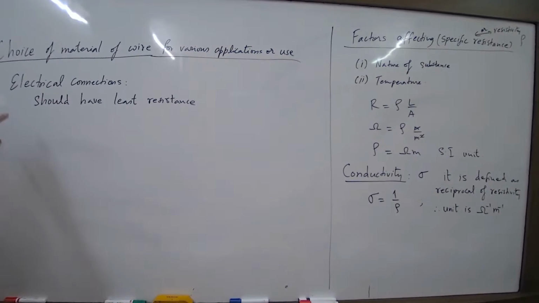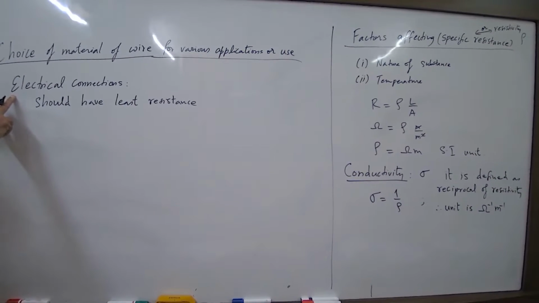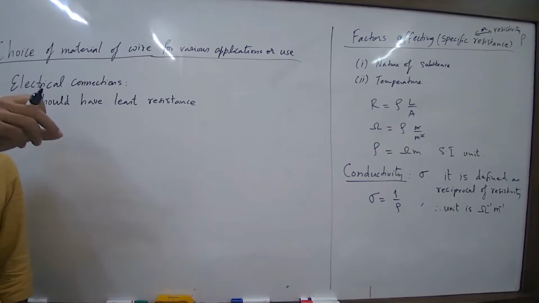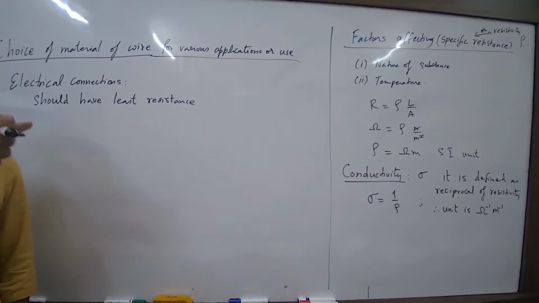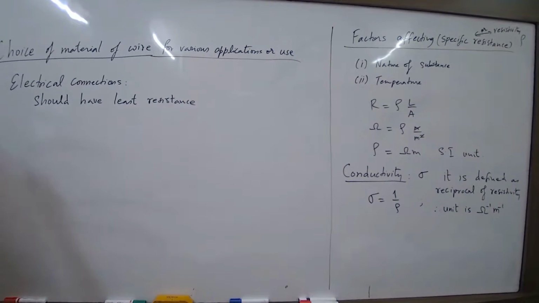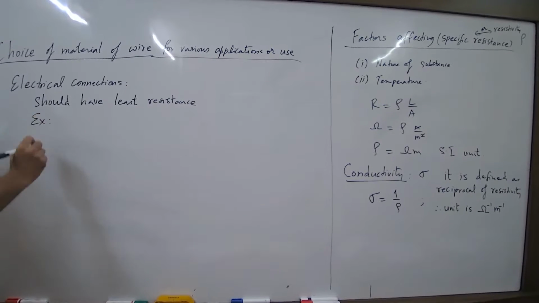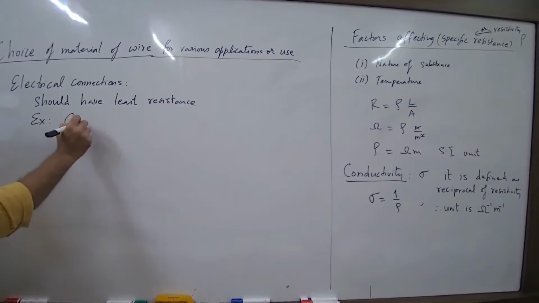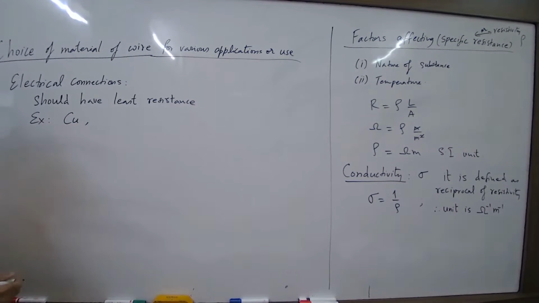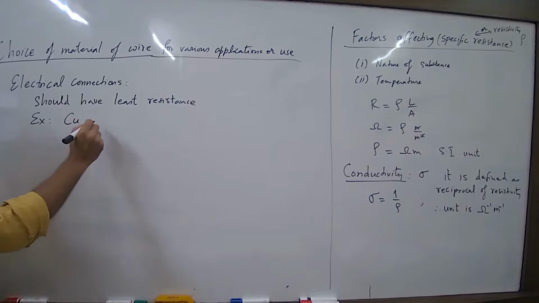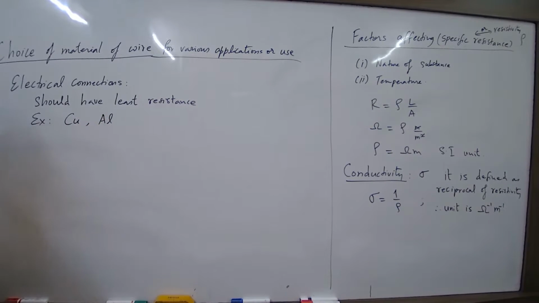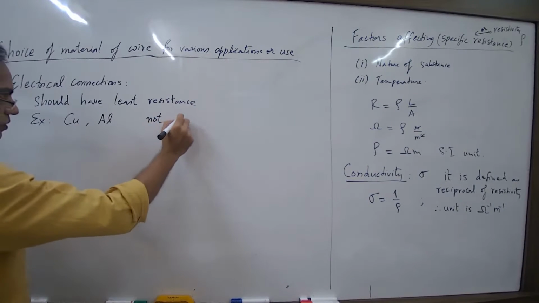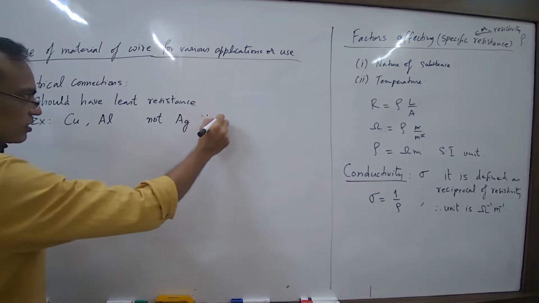Should have least resistance. So, what is the application or use? Electrical connection. Whenever we are connecting the tube light with the switch, it should have less resistance. Current flow should be fast. So, for electrical connection, what kind of wire do we use? Copper. Copper, right? Why not silver? Because it's expensive. Very good. So copper or aluminum. These two we use, not silver, since it is expensive.